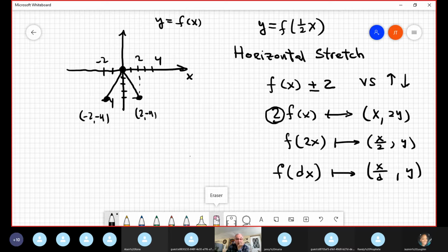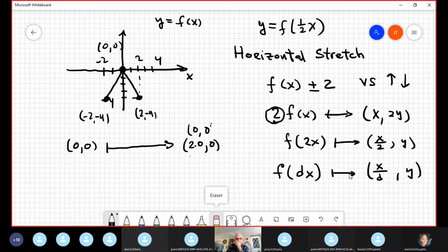Suppose the first point is 0,0. I suppose it stays the same. 0,0 is nice. Not always. When you transform this, using this, you divide by 2, but it's 0,0. So actually it's 0 divided by 2, comma, no, multiplication by 2, because it's the opposite operation. It's 2 times 0, comma 0. It's obvious that it's 0, because 2 times 0 is 0.